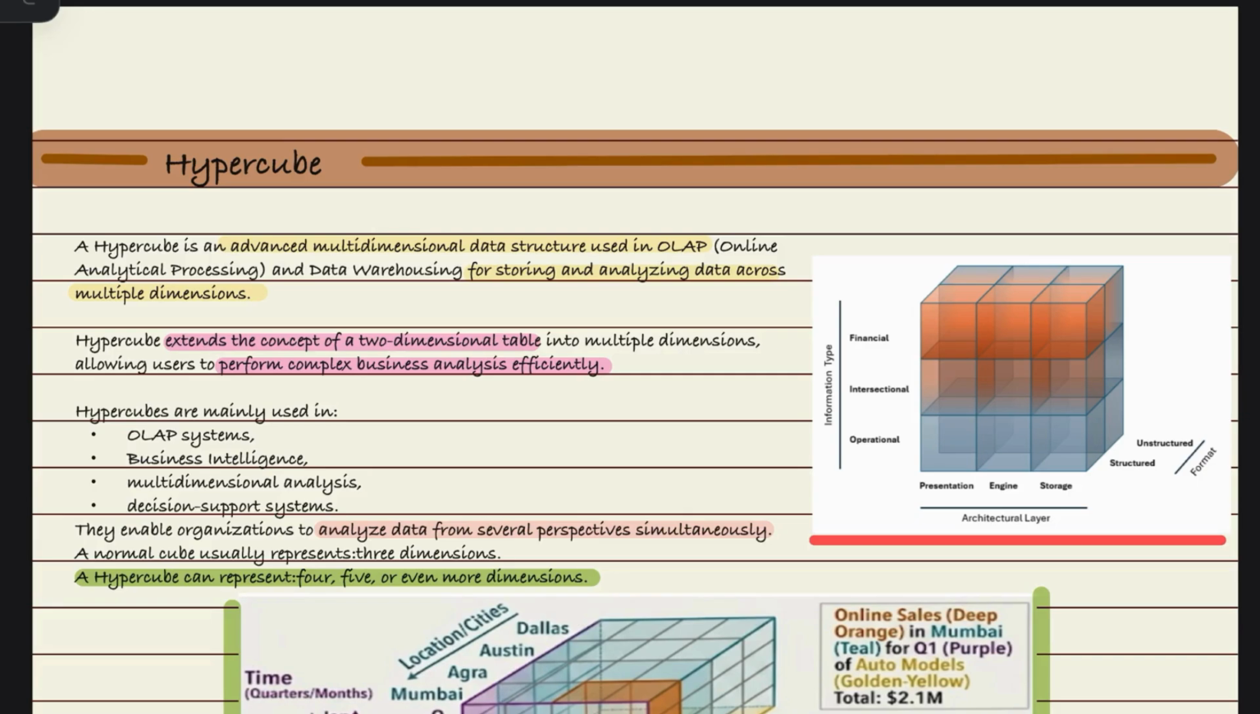analysis efficiently. So you see, the hypercube is an advanced cube, and it extends the 3D cube to n number of dimensions. So there are n dimensions, there can be multiple. Alright, so hypercubes are mainly used in OLAP systems, in BI, and in multidimensional analysis, and they enable us to analyze several perspectives simultaneously, right? So it helps a lot.